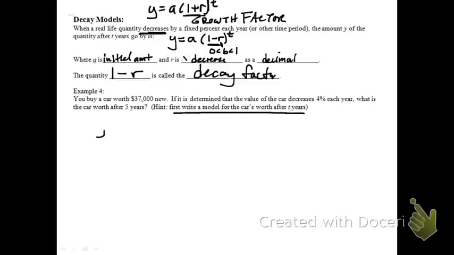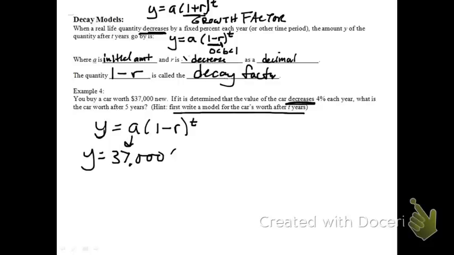Anyway, we're going to use the formula y equals a times 1 minus r to the t power. Now, remember, the key word to know that we're going to do 1 minus r is that it's decreasing in value. So we know the initial amount is $37,000, so I'm going to put in 37,000 here, and it's going to be 1 minus the percent. Now r as a decimal, remember r is 4%, but that's not a decimal. As a decimal, that'd be 0.04. So we're going to use 0.04 for r. So I'm going to do 1 minus 0.04 to the t power.